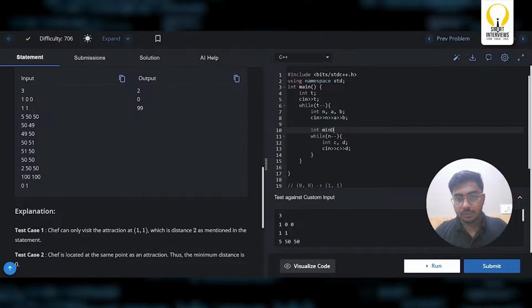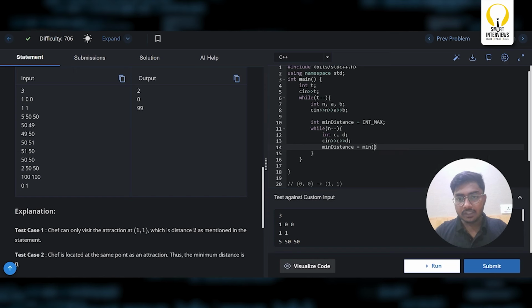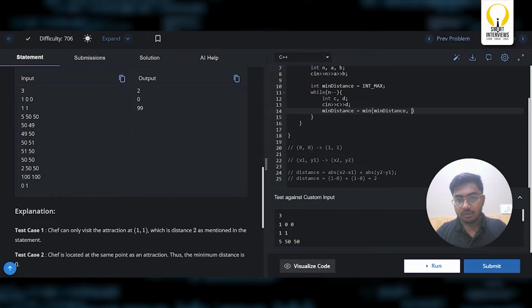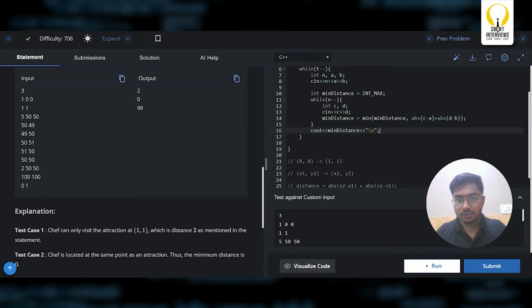Min distance also I need to take care of. Initially I can say min distance equals INT_MAX, and here itself I can set min distance equal to the minimum of whatever min distance I have so far and the distance between the current attraction and the location of the Chef, using this formula: absolute of C minus A plus absolute of D minus B. At the end I will print min distance. That's it. That should be enough here.